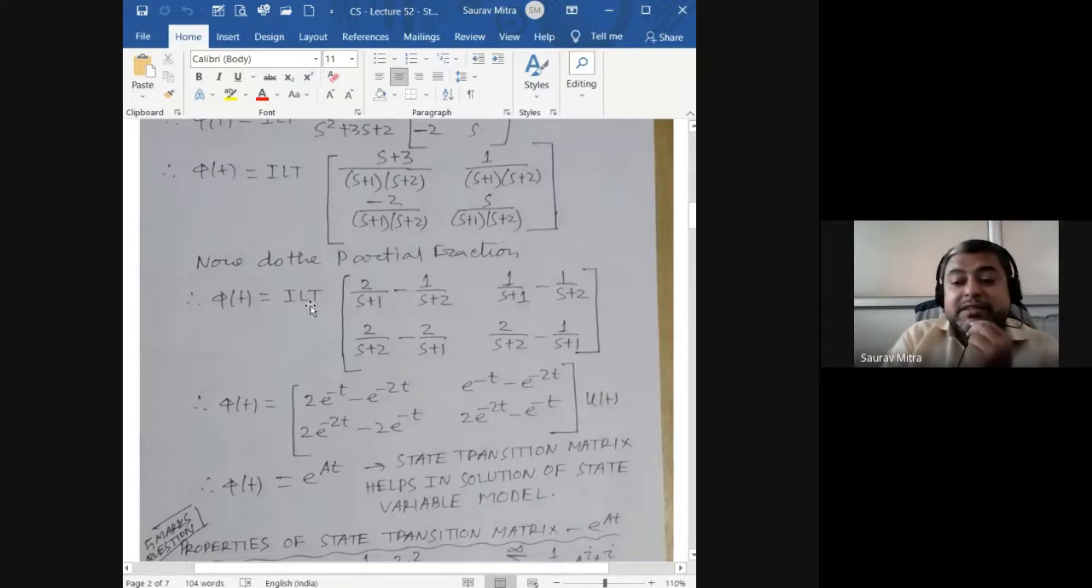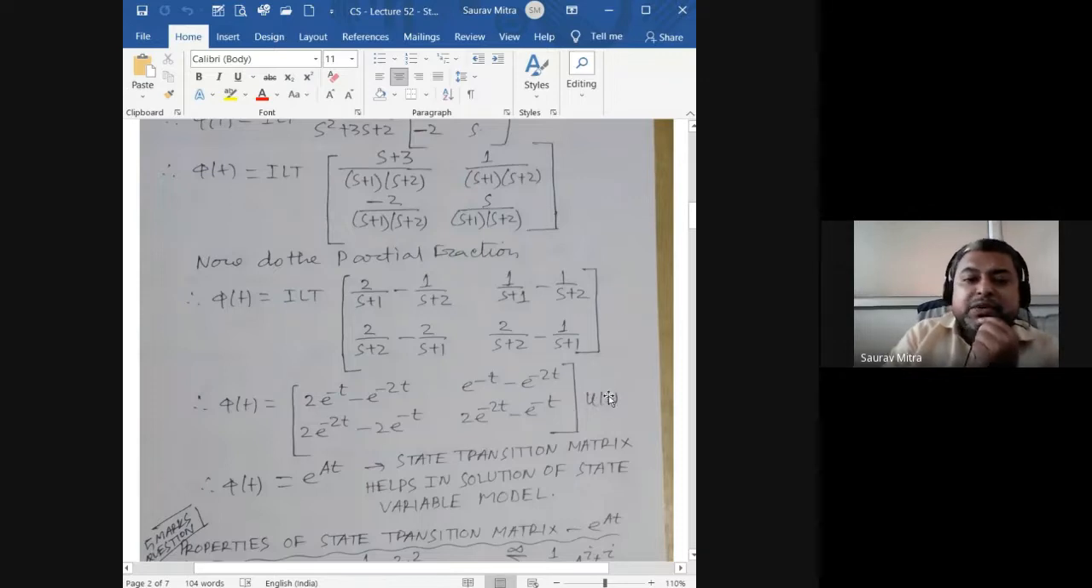you have to find the inverse Laplace transform. So there are actually two inverses you have to do. The first inverse is the SI minus A inverse, that is a matrix inversion, and the second thing is an inverse Laplace transform. So 2 by s plus 1, what will it be? 2 e raised to minus t. Minus 1 by s plus 2 will be minus e raised to minus 2t. 1 by s plus 1 is e raised to minus t, and 1 by s plus 2 with minus sign is minus e raised to minus 2t. 2 by s plus 2 is 2 e raised to minus 2t. 2 by s plus 1 is 2 e raised to minus t. 2 by s plus 2 is 2 e raised to minus 2t, and minus 1 by s plus 1 is minus e raised to minus t, and u(t).